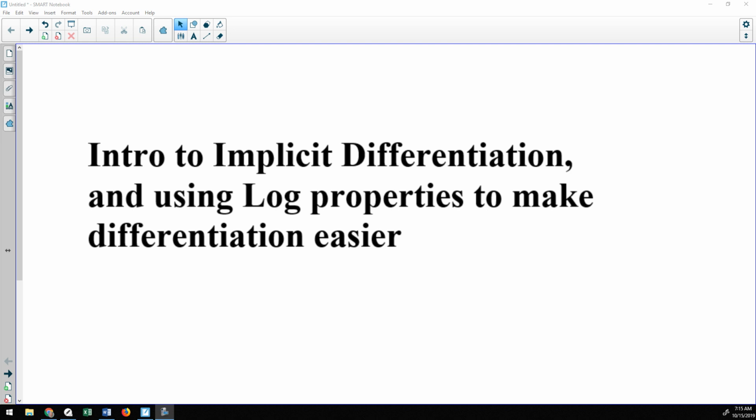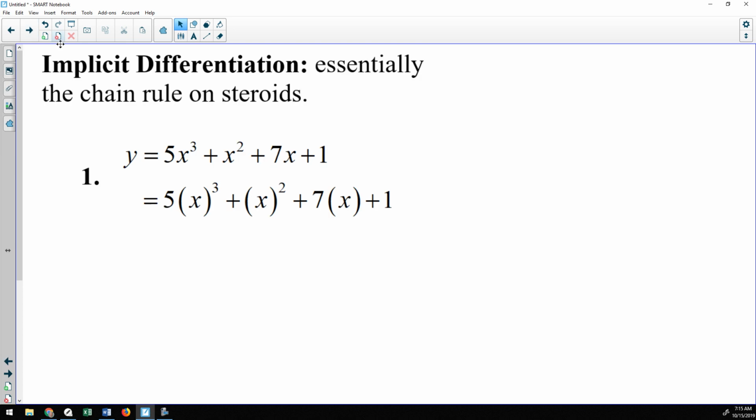Okay, let's talk about something called implicit differentiation, and then we'll parlay that into using properties of logarithms to make differentiation a little bit easier. So first, a very brief introduction to implicit differentiation. It's a fancy way of saying the chain rule, because implicit differentiation really is just the chain rule, but it's done in a very weird way. I call it the chain rule on steroids.